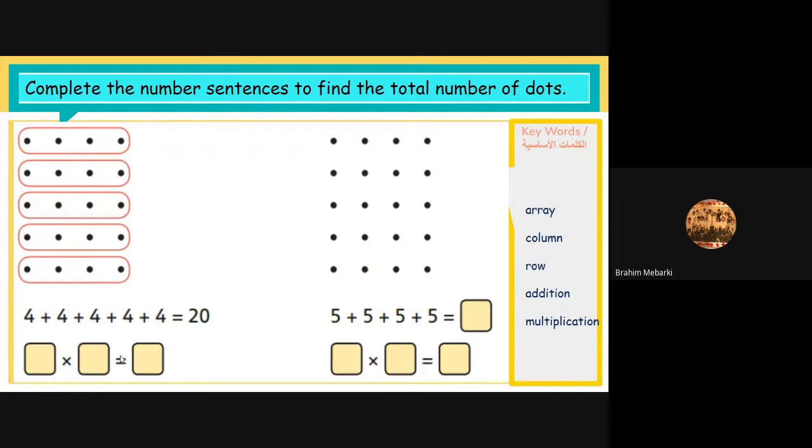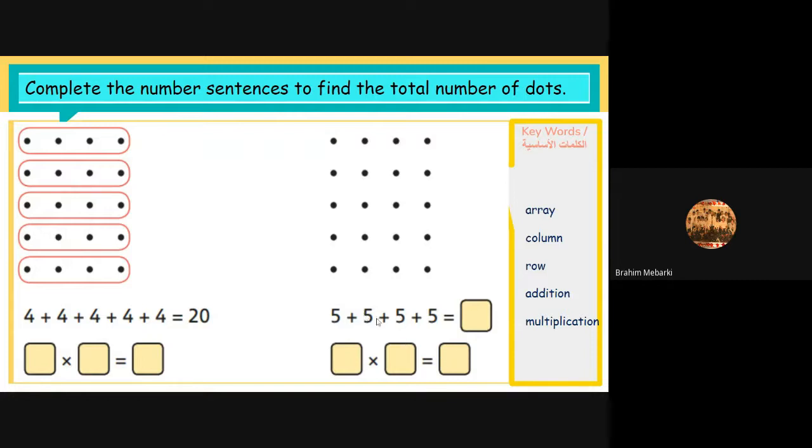Very good. Now, the second one. We have 5 dots. 1, 2, 3, 4, 5. So how many columns do we have? 1, 2, 3, 4. So I can write it as 5 times 4. Very good. What is the total? 20. Very good.